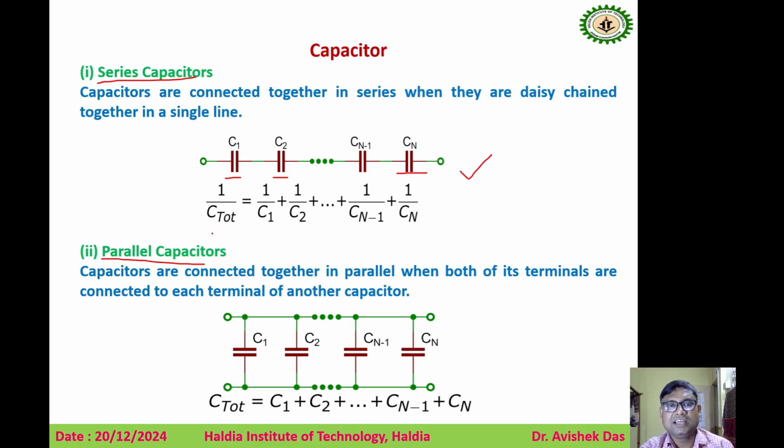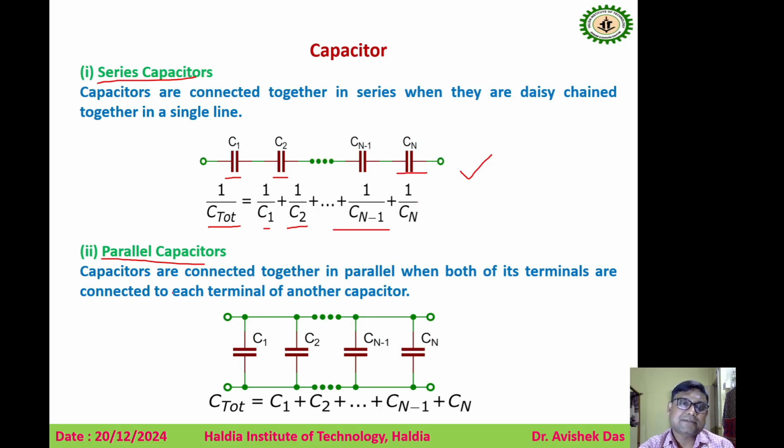So what is the equivalent or total capacitance value? You can determine it using this formula: 1 by C total is equal to 1 by C1 plus 1 by C2 up to 1 by Cn. You can find out the total capacitance value.